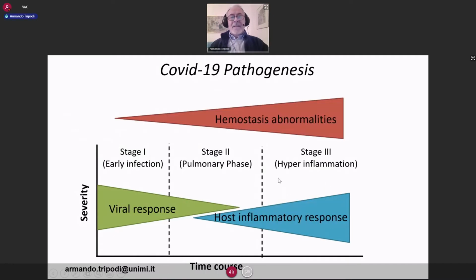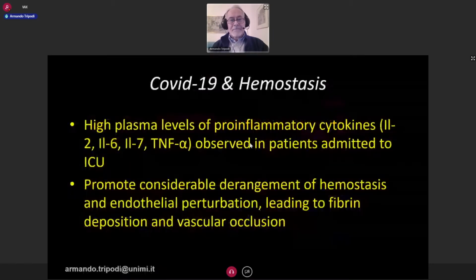we have the hemostasis alterations, which typically are very mild at the beginning and start to increase over time. So whenever you interpret the results of hemostasis tests in patients with COVID-19, you should take into account the stage of the disease where the patient is located at the moment. Otherwise, interpretation is quite difficult.